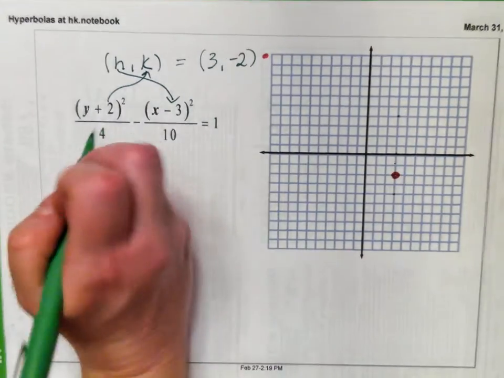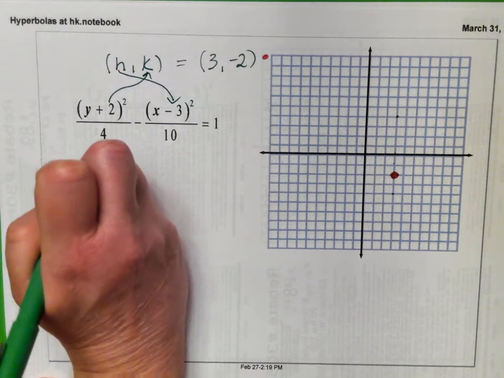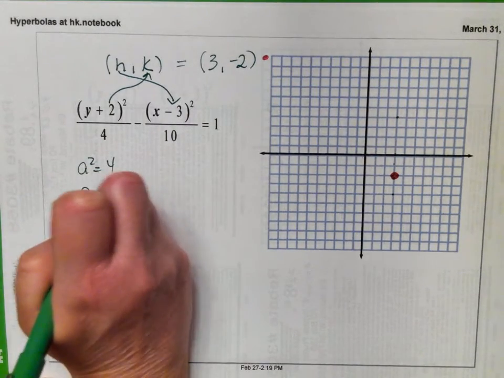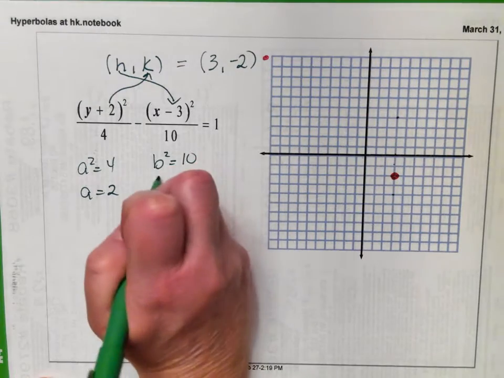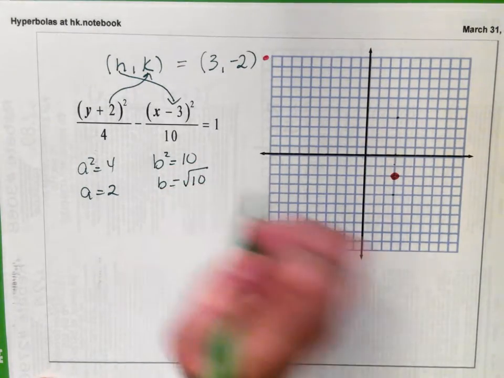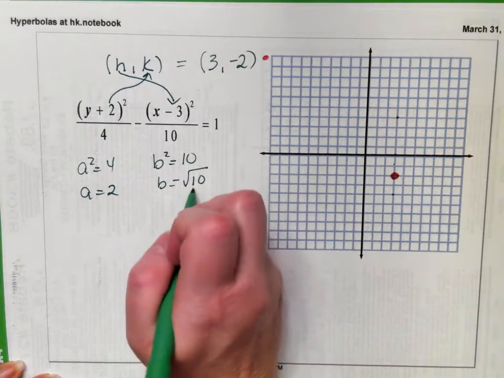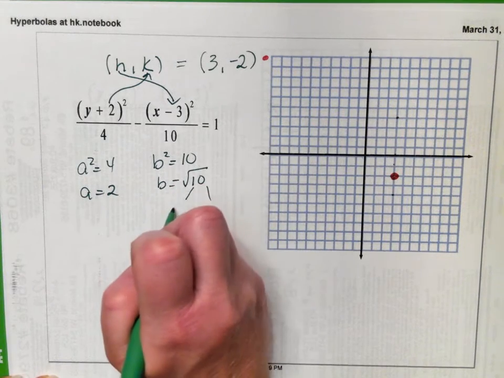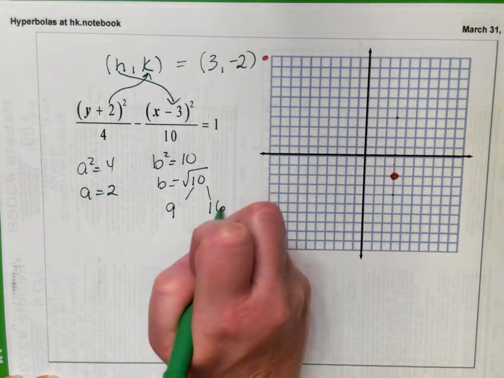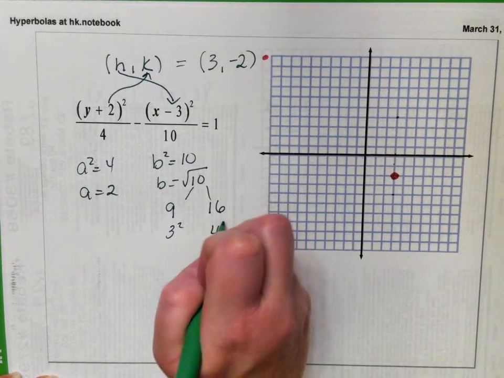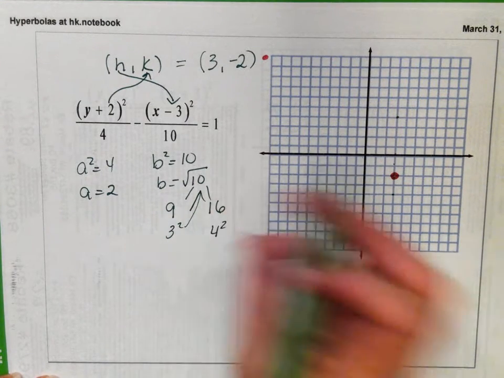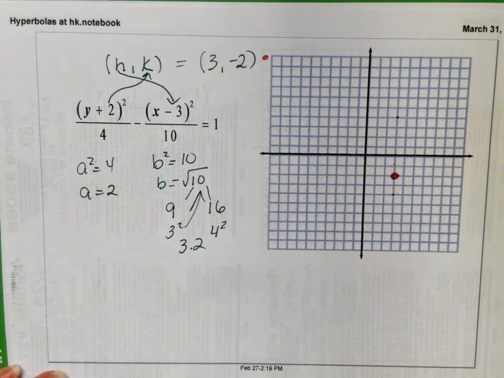All right. A always comes first, so A squared is 4, so A must be 2. B squared is 10, so B is the square root of 10. Now let's think about that a minute. 10 is close to 9. It's between 9 and 16. 9 is 3 squared and 16 is 4 squared. It's really close to 9. So let's call it 3.2 and call it good.